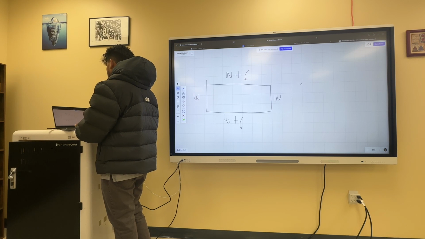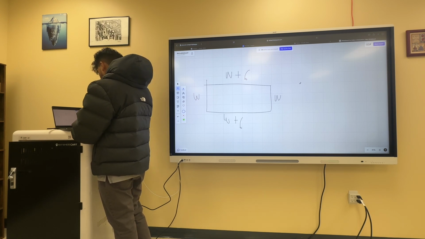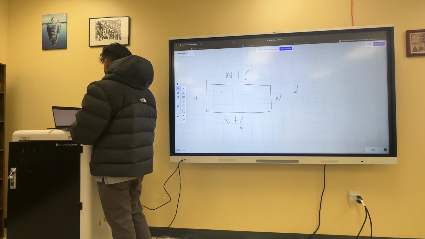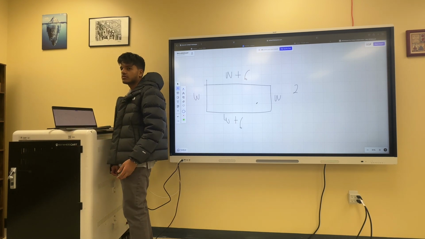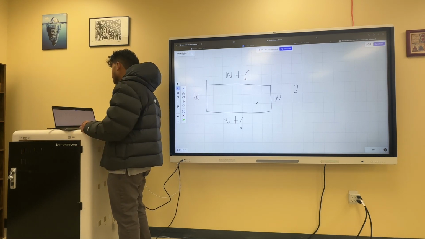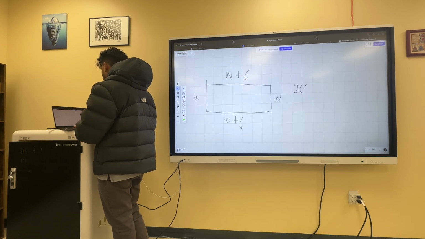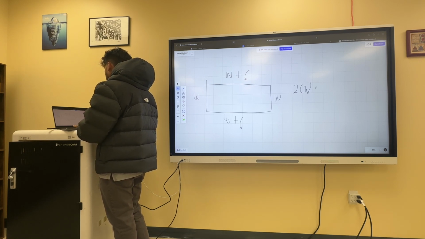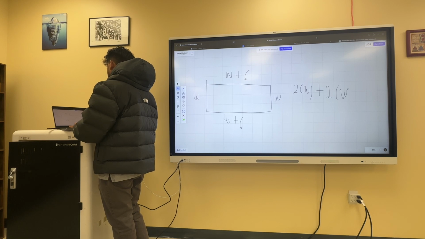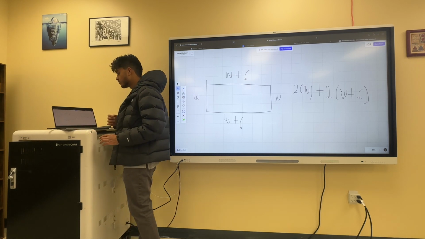Now, you can probably do everything in your head mentally, but I'm still gonna do it on the whiteboard here. So basically perimeter is just 2 times the width and then 2 times the length, okay? Or you can just add all 4 sides together, but for the sake of just multiplying, I'll just do this. So 2W plus 2(W plus 6), and all we have to do is simplify this expression.